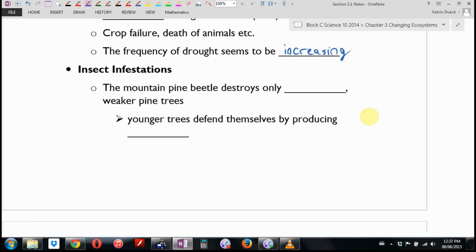So the mountain pine beetle destroys only, what word did I want to put here, Mr. Dueck? Older, weaker pine trees. Turns out the younger trees can actually defend themselves. They produce, the fancy word is a resin that makes it tougher for pine beetles to attack them.